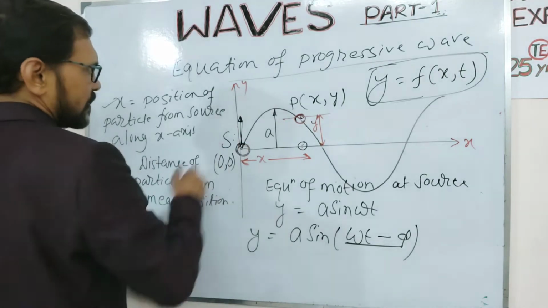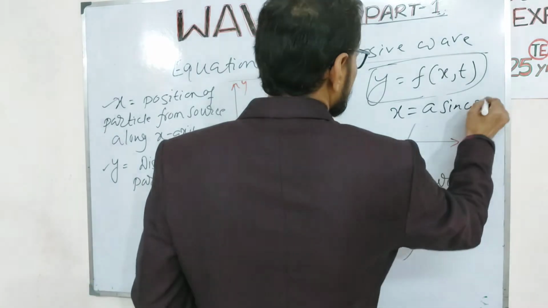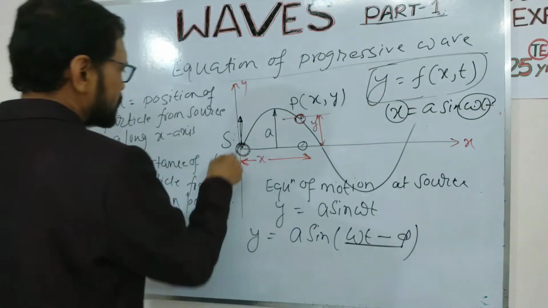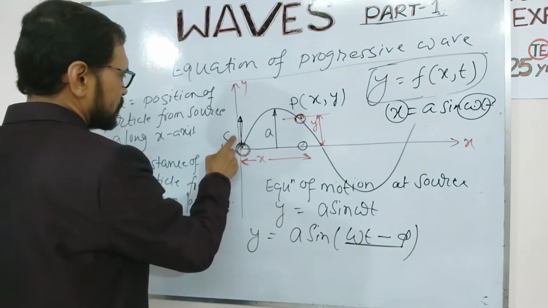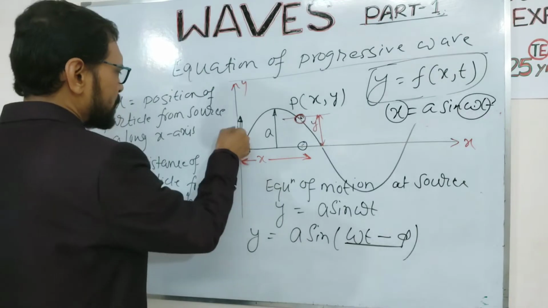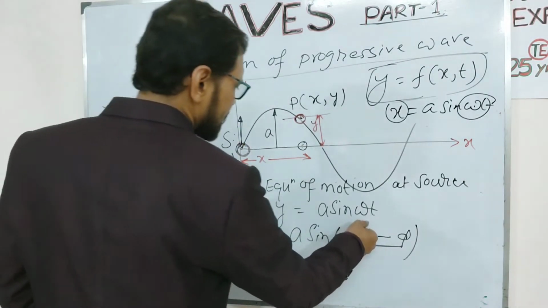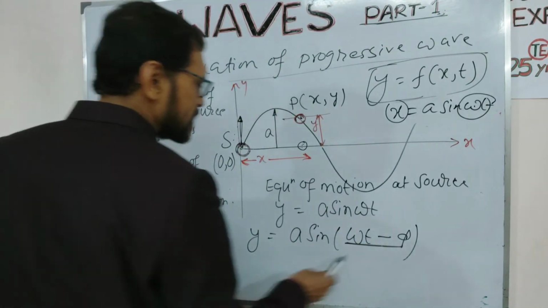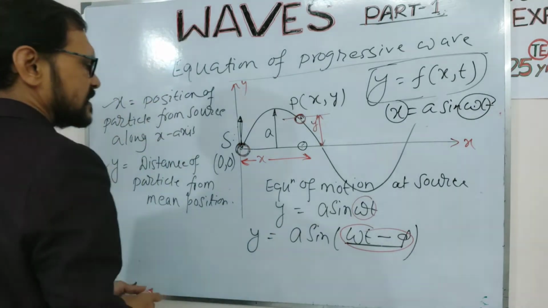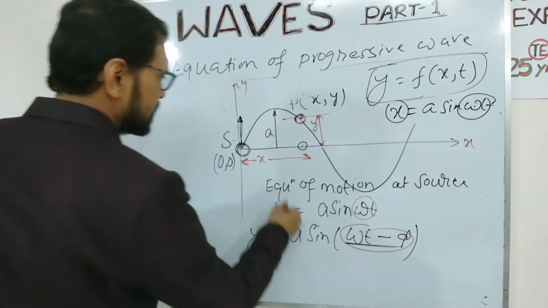The displacement equation in SHM was x equals a sin omega t. As the phase is more, the displacement is more. As the displacement of the particle on the left side is more than on the right side, the phase angle of the left-side particle is more. So this phase angle will be less than that one, because now we have to express phi in terms of x.